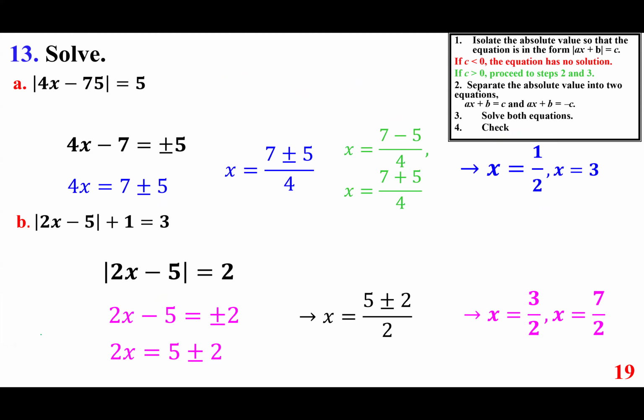So I'm going to check the 3 halves here. 2 times 3 halves minus 5 inside the absolute value plus 1. And we're going to put a question mark on top of the equality sign. Is it equal to 3? We don't know. If it is, that's the solution. If it's not, we have to get rid of it.